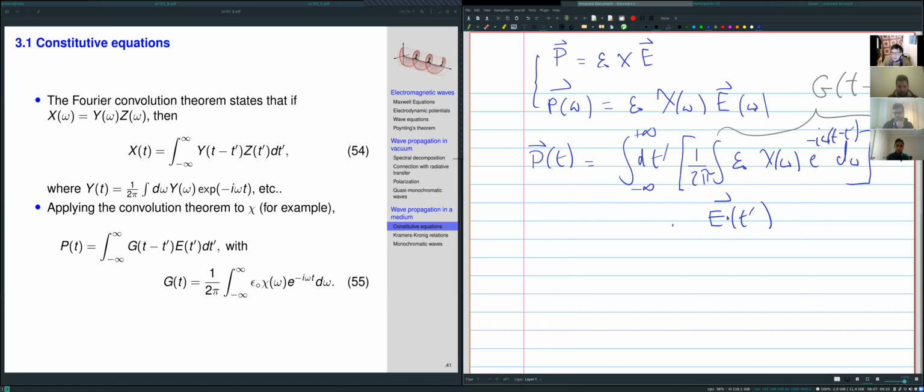So what I'm trying to say is that I'm applying the Fourier convolution theorem to this product. We have this product of Fourier transforms, okay? And I'm saying that the inverse transform of the product is a convolution of the inverse transforms. So you see what I mean. And this part here is defined as this quantity G, okay? So we have equation 55 in the end, where we define G of t as this simple connection with chi of omega.